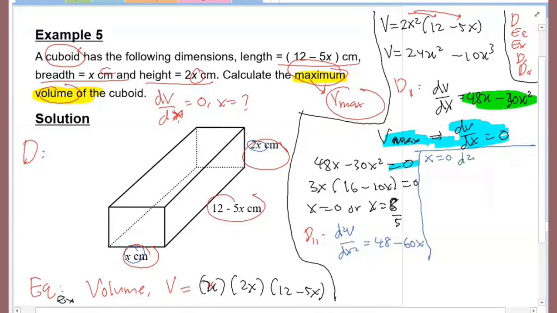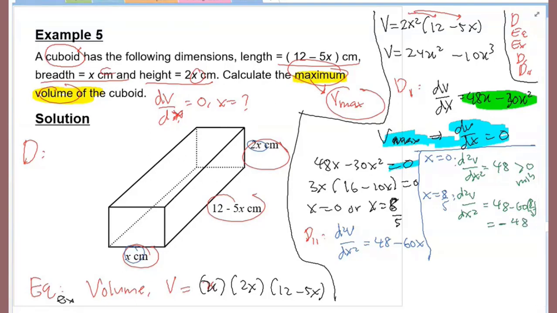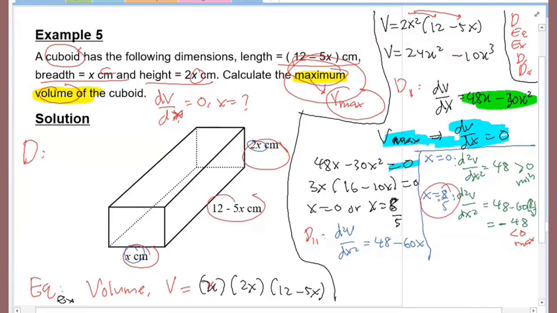Okay, d2V dx squared, substitute. Look, 48, more than 0, it is a minimum. Okay, show the minimum, just do it. When x is equal to 8 over 5, d2V dx squared, substitute in this: 48 minus 60 times 8 over 5. What do we get? Negative 48. Less than 0. So, maximum. We want maximum. So when x is equal to 8 over 5, this cuboid has maximum volume.